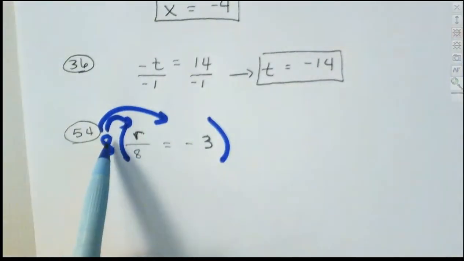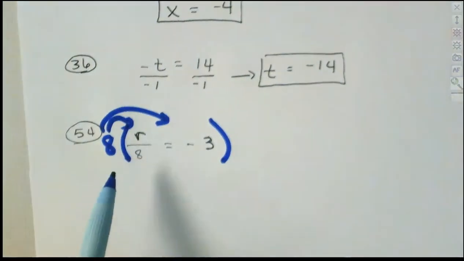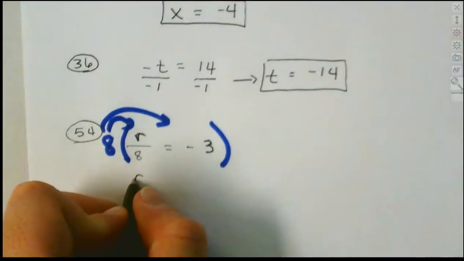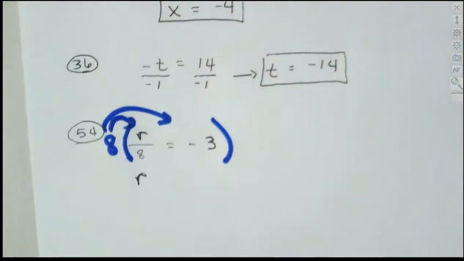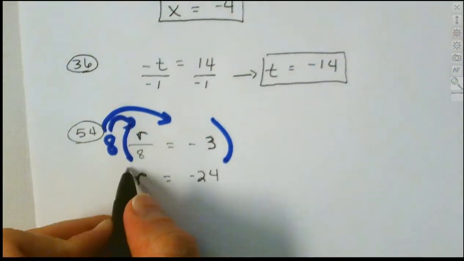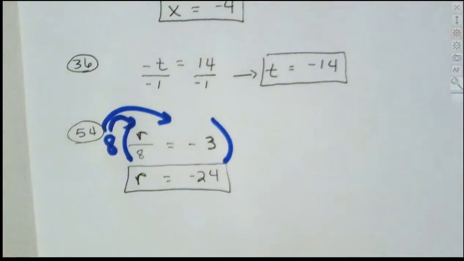Now, the 8's cancel because 8 divided by 8 is a 1. That goes away, and that makes it a single r. Next, we have 8 times a negative 3. And 8 times a negative 3, well, that would make it a negative 24. So there's your answer, with r equaling a negative 24.